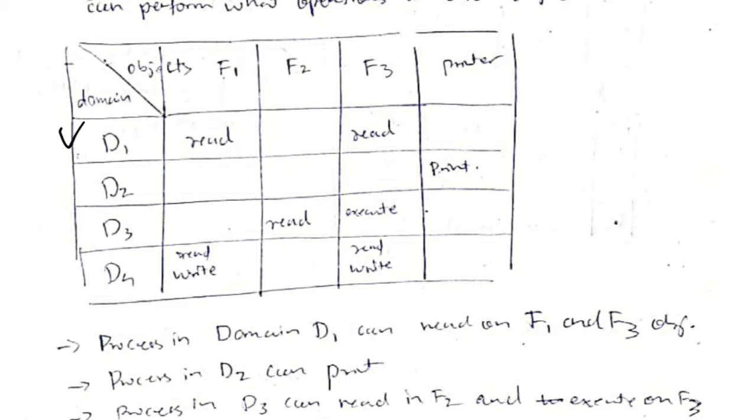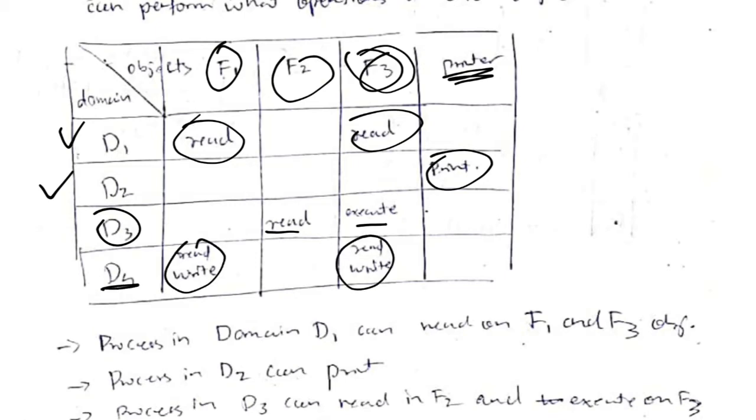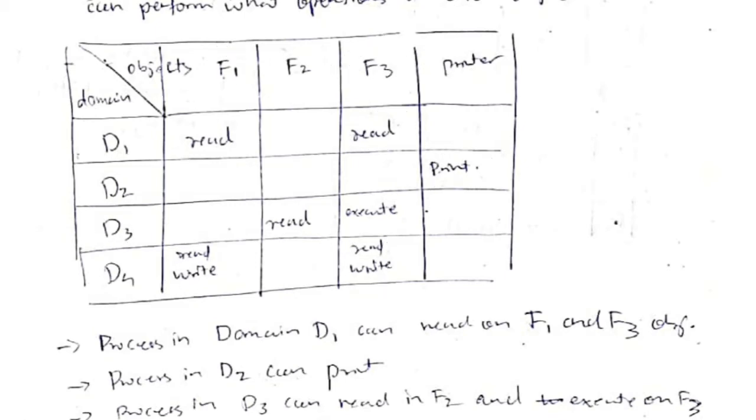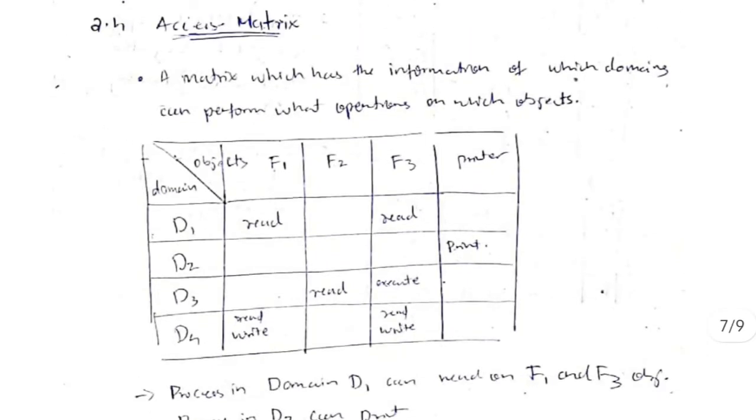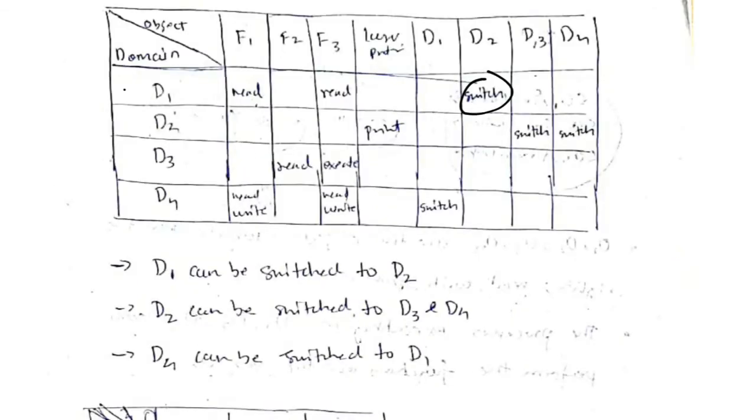So domain D1 can perform the read operation on the objects F1 and F3, whereas domain D2 can perform the print operation on the printer, D3 can perform read and execute on F2 and F3, and D4 can perform read and write on the objects F2 and F3. So this is all about the access matrix. It gives the information about the domains and the objects and what functions can be performed by the domains on the objects.